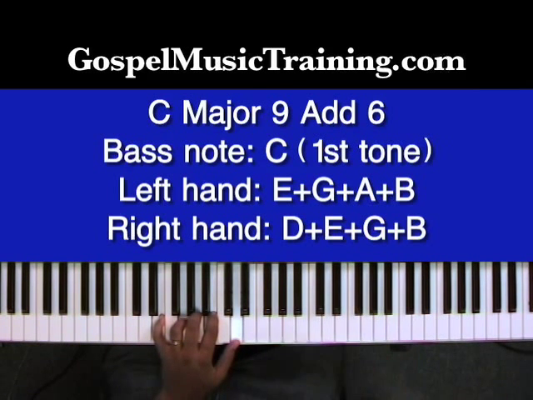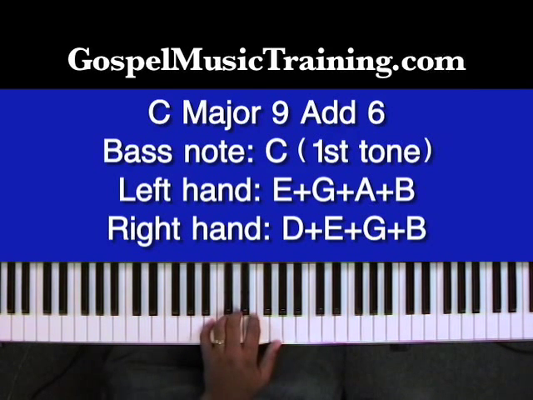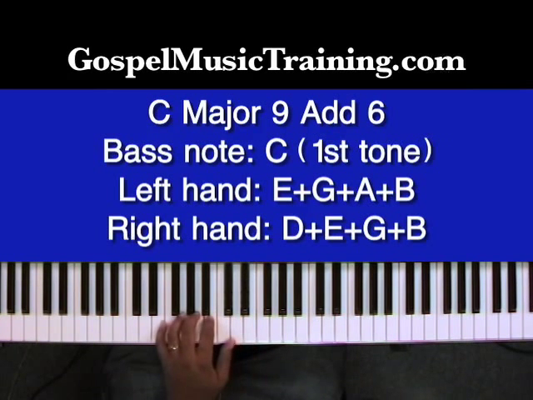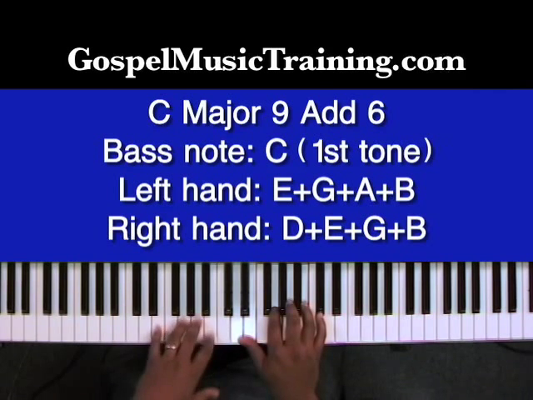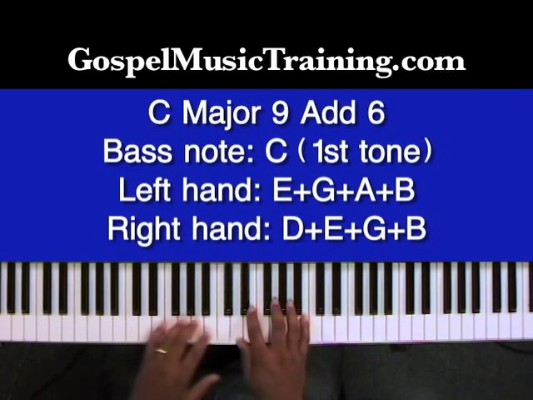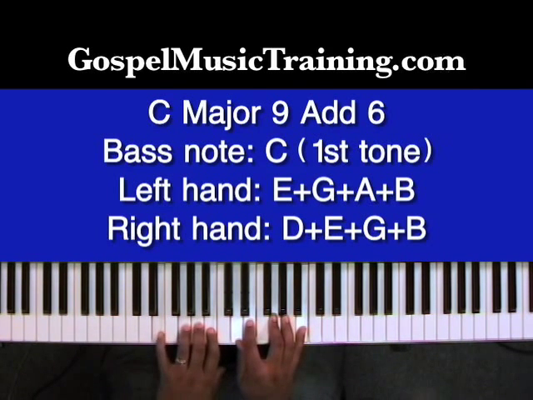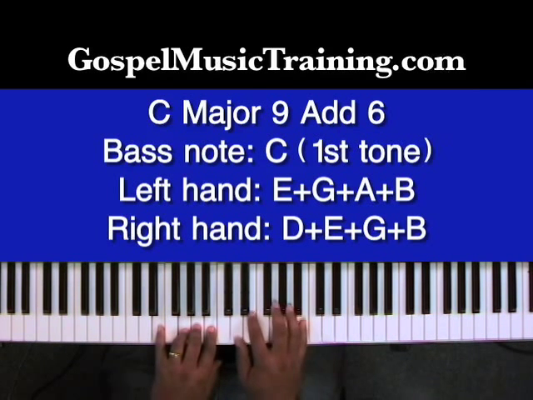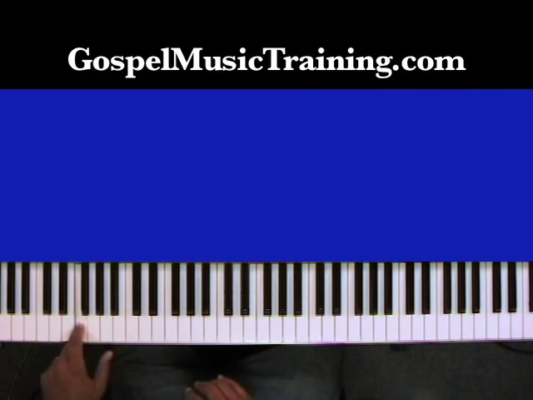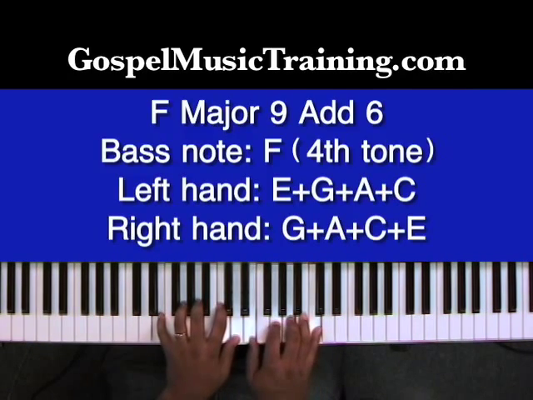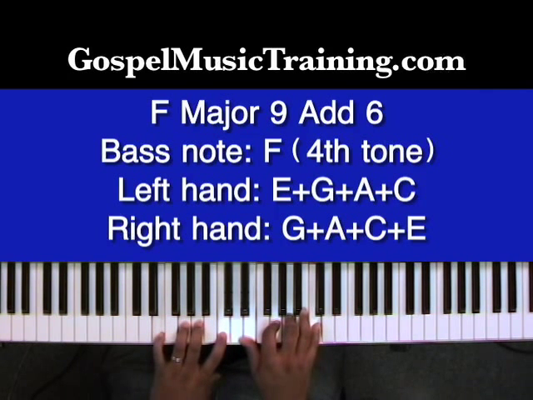You can invert the chord in your right hand and in your left hand. So if you don't like it down here, you can play it up here. But just mixing and matching is going to give you some different sounds. So off the 1, there's a lot of things that you can do, okay? So we got E, G, A, and B, and in my right hand I have D, E, G, and B. Now when you get to the 4, you can take the same concept.